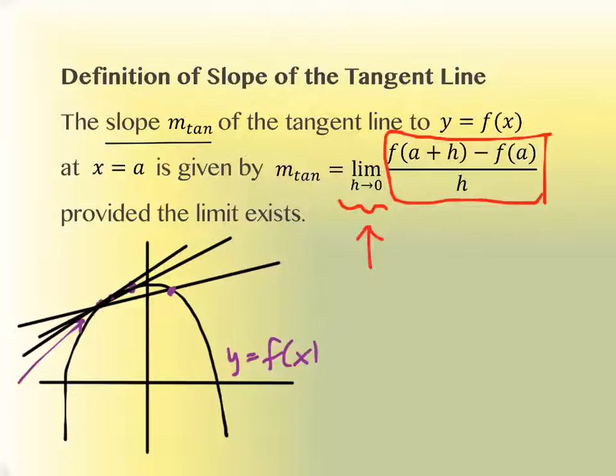Exactly, because the distance between the a value and the a plus h value, with h getting infinitely small, getting very, very small, is going to 0. The 2 points are getting closer together. The difference between them is going to 0. And that is exactly what this limit notation is saying we're doing.